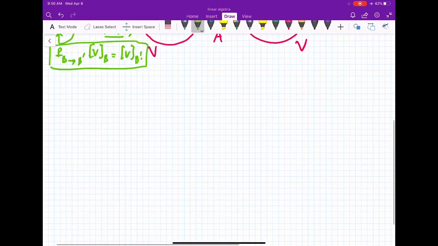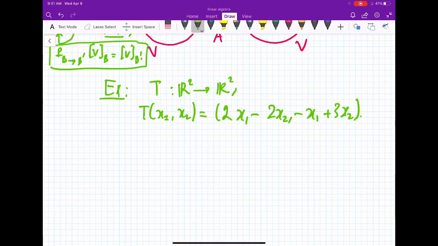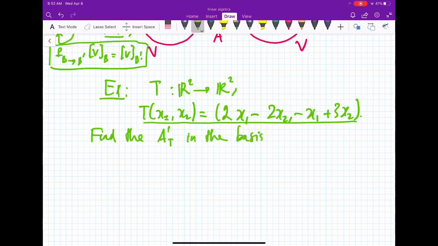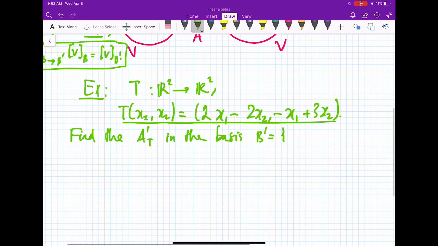Okay, let's consider the following example. You have a linear transformation from R2 to R2, and in the standard basis, this linear transformation looks like this. Of course, we know how to find the representation in the standard basis. But now they ask us to find the matrix A prime of T in the basis B prime, which is (1, 0) and (1, 1). So now they consider another basis and they ask us to find that matrix.